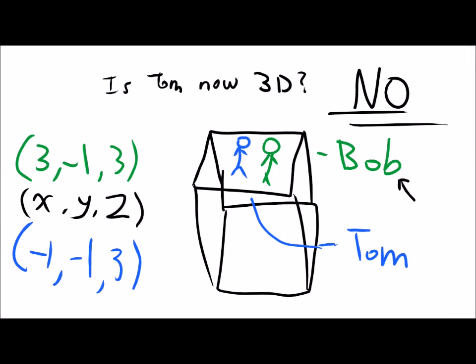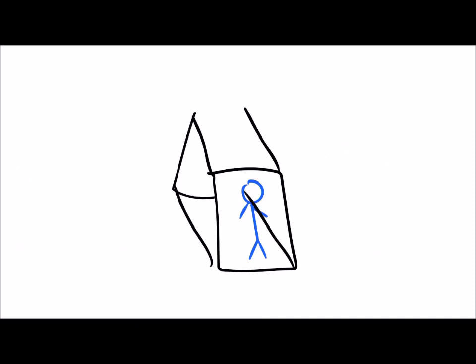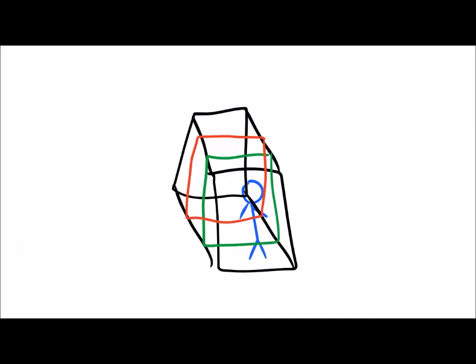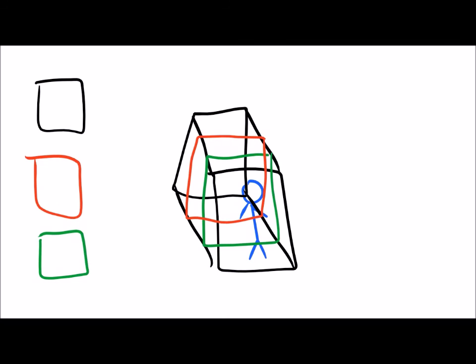While Tom is moving towards Bob's world, he will see 2D sections of the cube, but only one section at a time. Tom still perceives the surroundings as a 2D world, so he can't see the third dimensional direction, which is the direction he's moving towards.